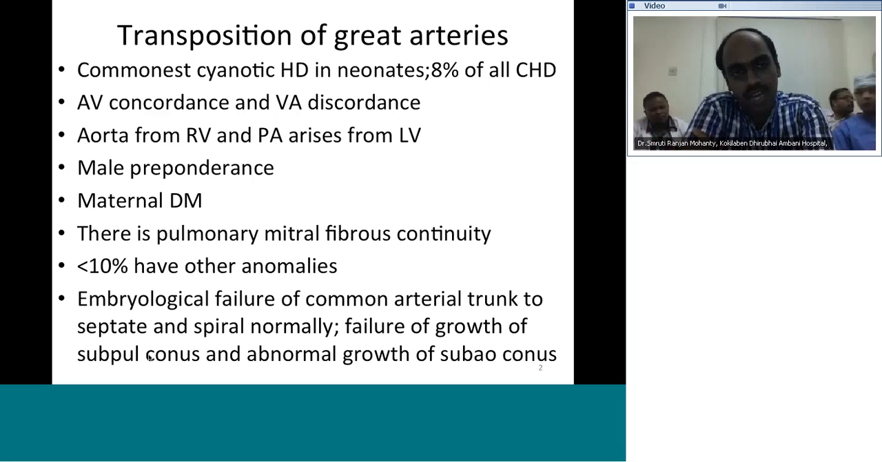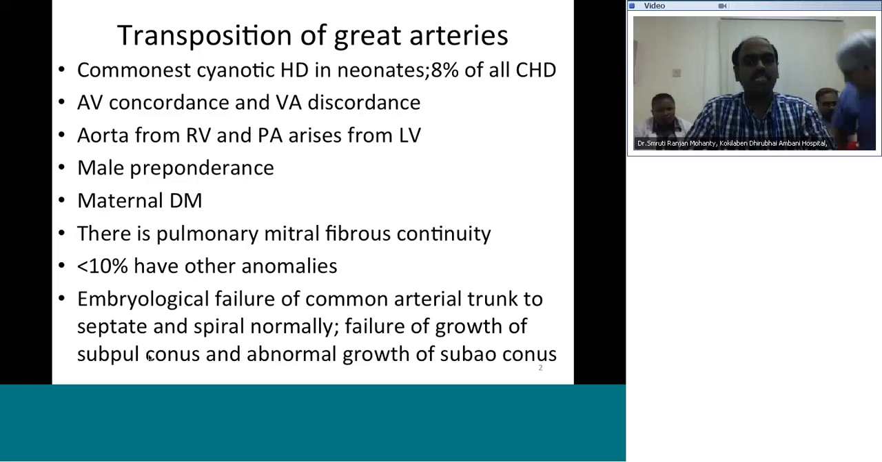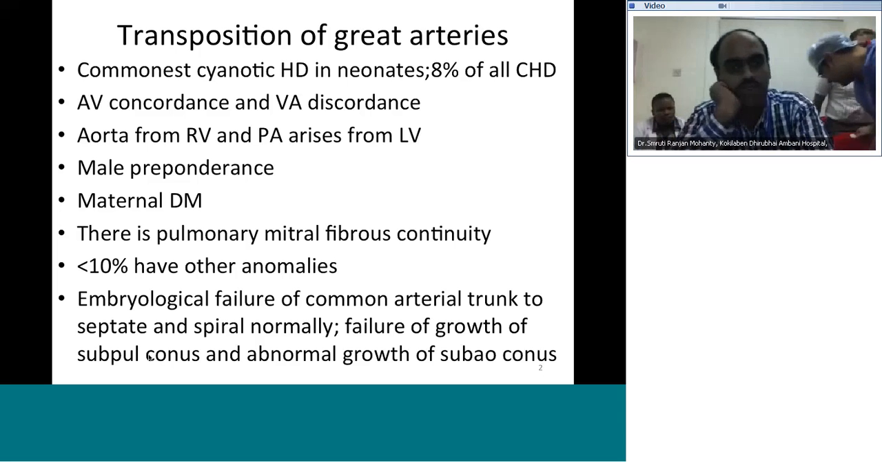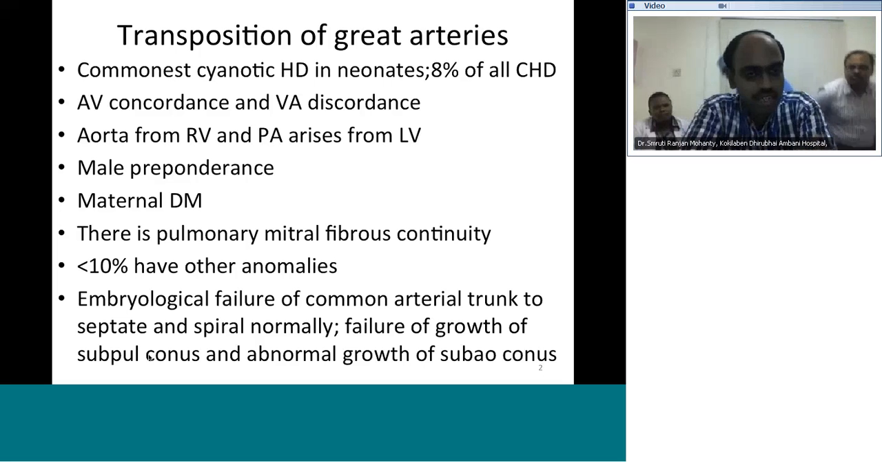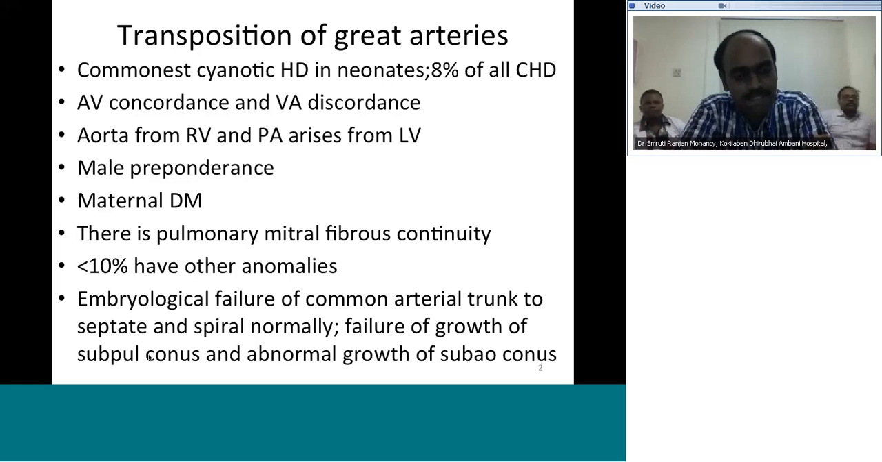It's associated with AV concordance and VA discordance. Aorta arises from the right ventricle, PA arises from the left ventricle. More males are affected. There is an association with maternal diabetes. The classical hallmark of the disease is pulmonary-mitral fibrous continuity.